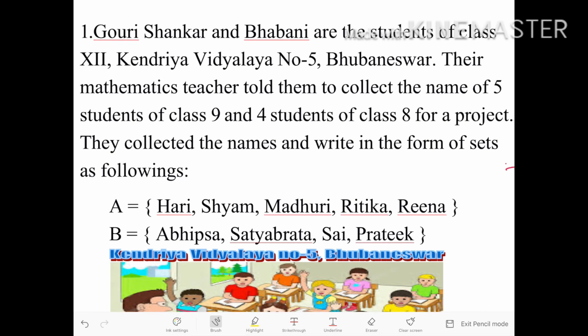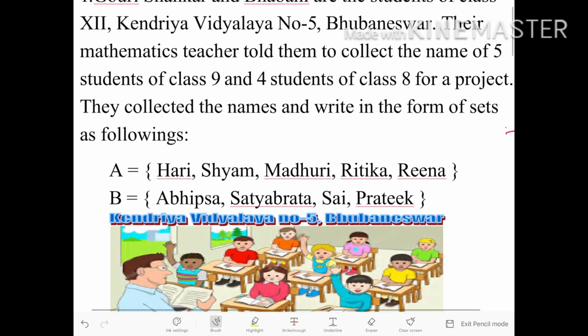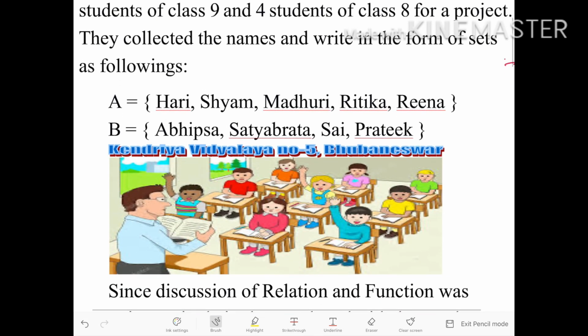Gauri Shankar and Bhavani are students of class 12th, Kendriya Vidyalaya number 5 Bhubaneswar. Their mathematics teacher told them to collect the names of 5 students of class 9 and 4 students of class 8 for a project. They collected the names and wrote them in the form of sets as follows. A means Gauri Shankar collected the names of class 9 as Hari, Syam, Madhuri, Ritika and Reena, and Bhavani collected the names of 4 class 8 students, and they are Abhipsa, Satyavrata, Sai and Pratik.